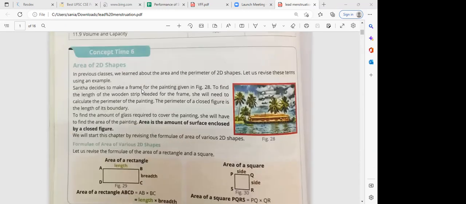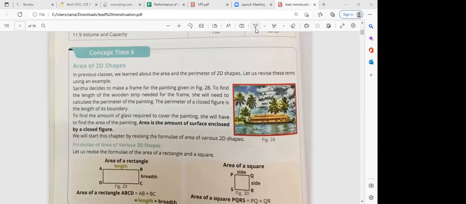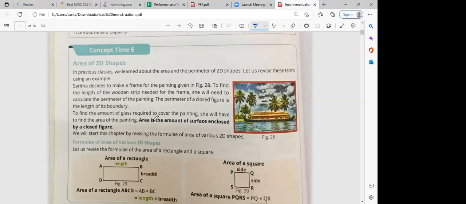Now coming to the first thing, which is area of 2D shapes. In the previous classes, we learned about the area and the perimeter of 2D shapes. Let us revise the term. In the previous chapter, they have already taught you, so it's just a revision.